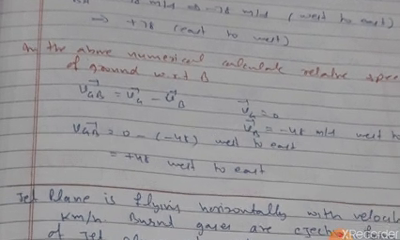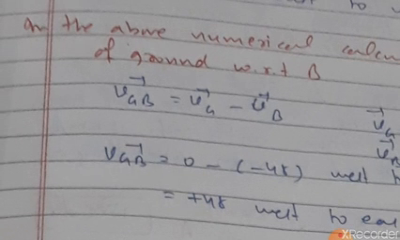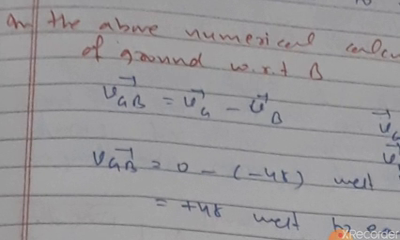So it means we will write it as the velocity of ground with respect to B, that is the velocity of G with respect to B. It is equal to the velocity of ground minus the velocity of B. So we have to evaluate VGB. Velocity of ground is always supposed to be at rest.